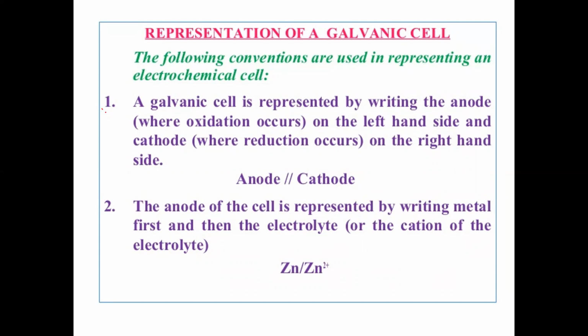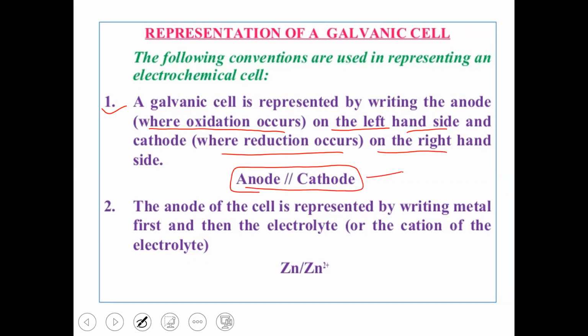The first rule: a galvanic cell is represented with the anode, where oxidation occurs, on the left hand side, and the cathode, where reduction occurs, on the right hand side. We write the anode reactions on the left hand side and the cathode on the right hand side.